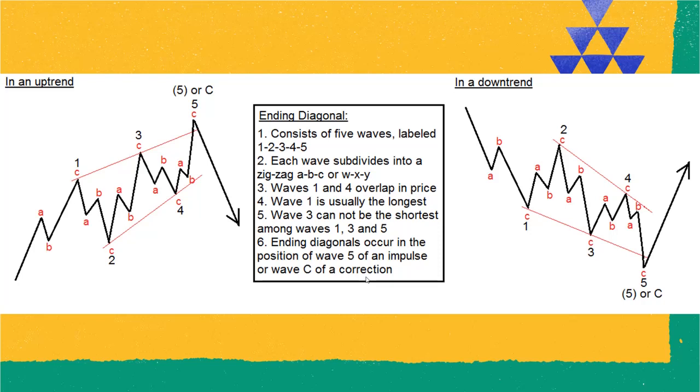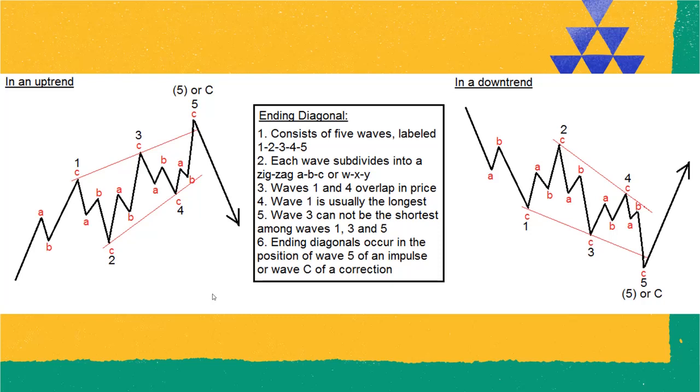An ending diagonal consists of 5 waves labeled 1, 2, 3, 4, 5. Each wave subdivides into a zigzag ABC or WXY. Waves 1 and 4 overlap in price. Wave 1 is usually the longest. Wave 3 cannot be the shortest among waves 1, 3 and 5. Ending diagonals occur in the position of wave 5 of an impulse or wave C of a correction.